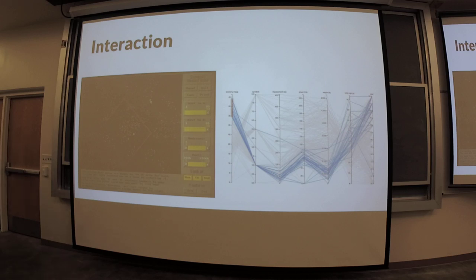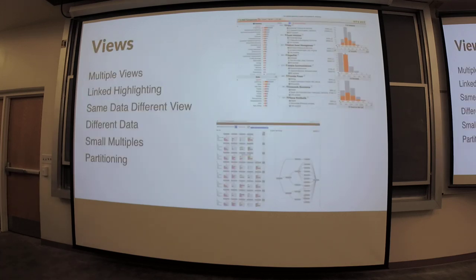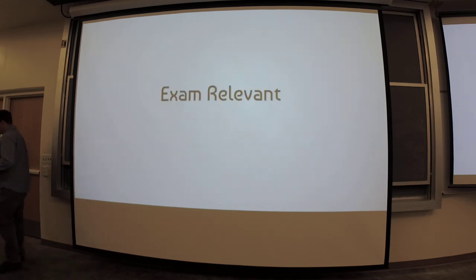We talked about interaction, from the Home Finder application where we did a redesign with direct manipulation, to things like filtering, linking and brushing, focus and context, and so on. And then we talked about multiple views, things like linked highlighting, where we have the same data but different views to show us different perspectives, where we have views with different but complementary data, where we have small multiples that show us different facets of a problem. And we talked a lot about partitioning, right? How can we divide up a data set to reveal the effects that we care about? So this is what we did before fall break.